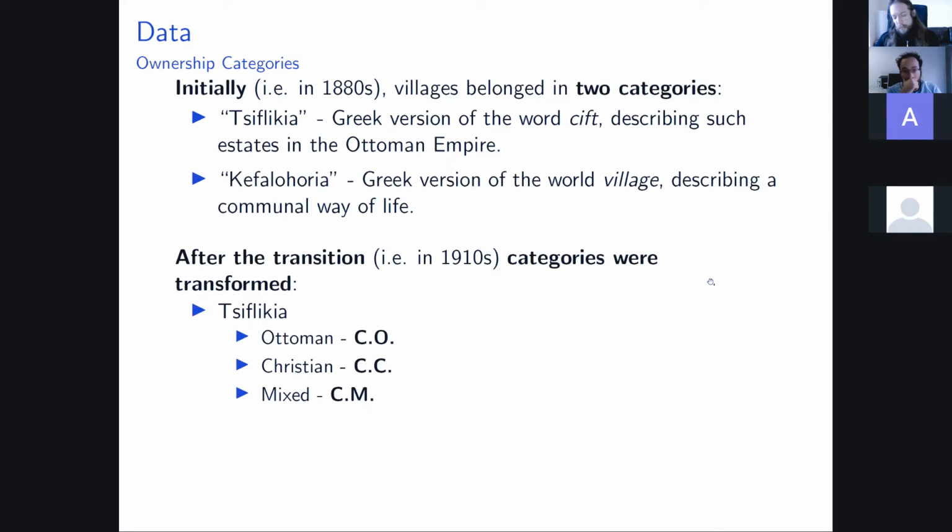After the transition and up until the 1910s, the categories were transformed. You have tsifliki, so you have Ottoman, Christian, and mixed tsifliki. So essentially larger properties, owned by Ottomans, Christians, or mixed. In the mixed category, as I will further explain, individuals who were workers will now be taking part in the ownership. So essentially we're sharing ownership.